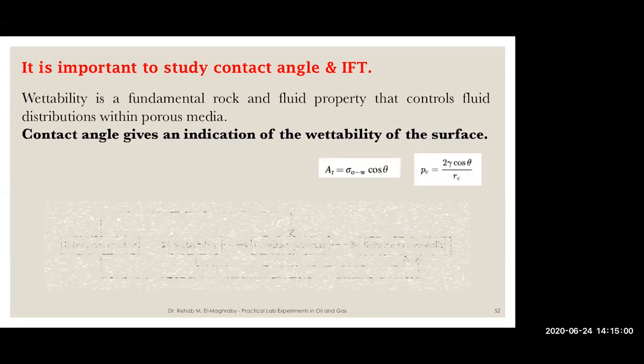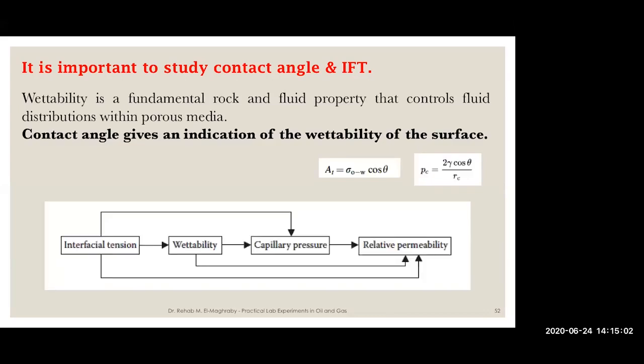So the contact angle is an important measurement, and the interfacial tension is really affecting the capillary pressure and the relative permeability. Interfacial tension is affecting the wettability itself. So it's an important value to measure. As you can see from the equation of capillary pressure, the interfacial tension and contact angle are really governing the capillary pressure. And for the adhesion force, the interfacial tension and the contact angle also govern it. So the contact angle in general is an important measurement, and it is an indication of wettability.